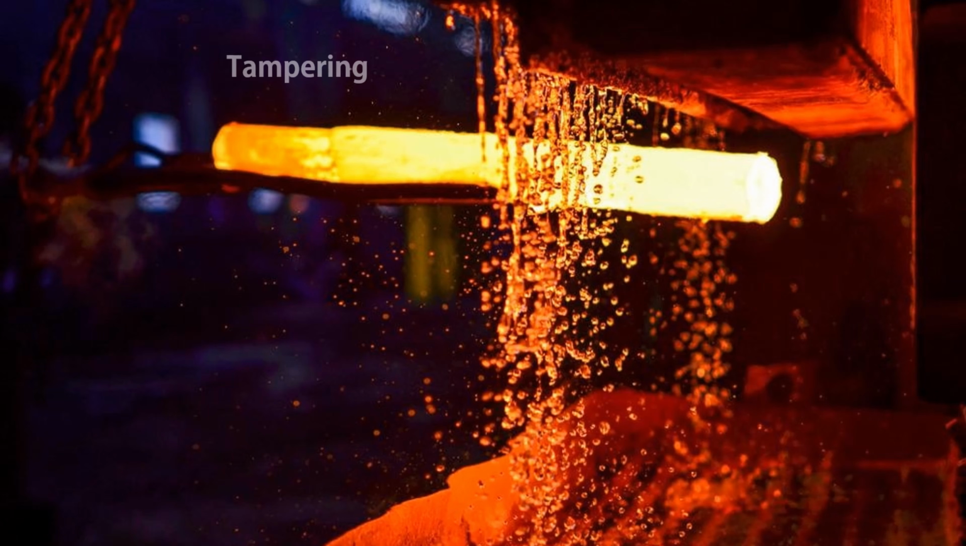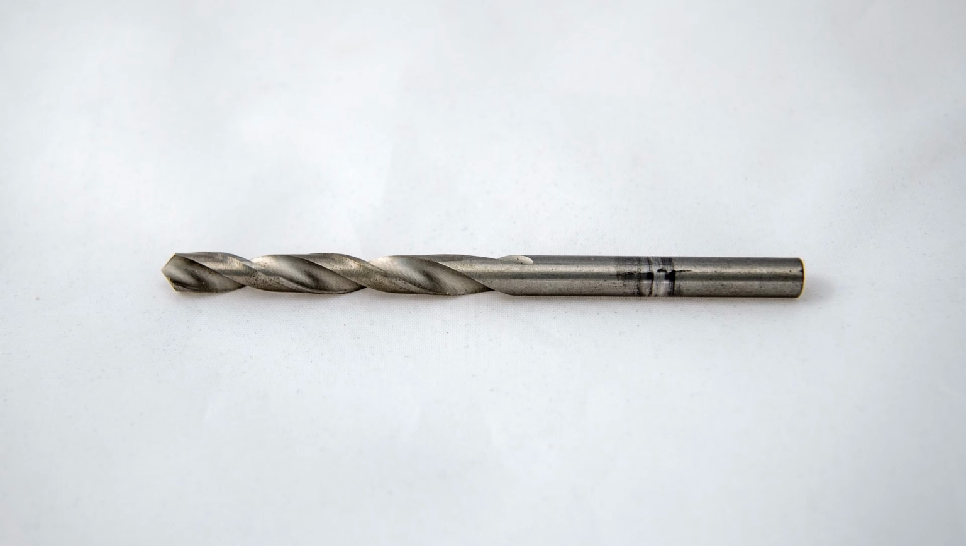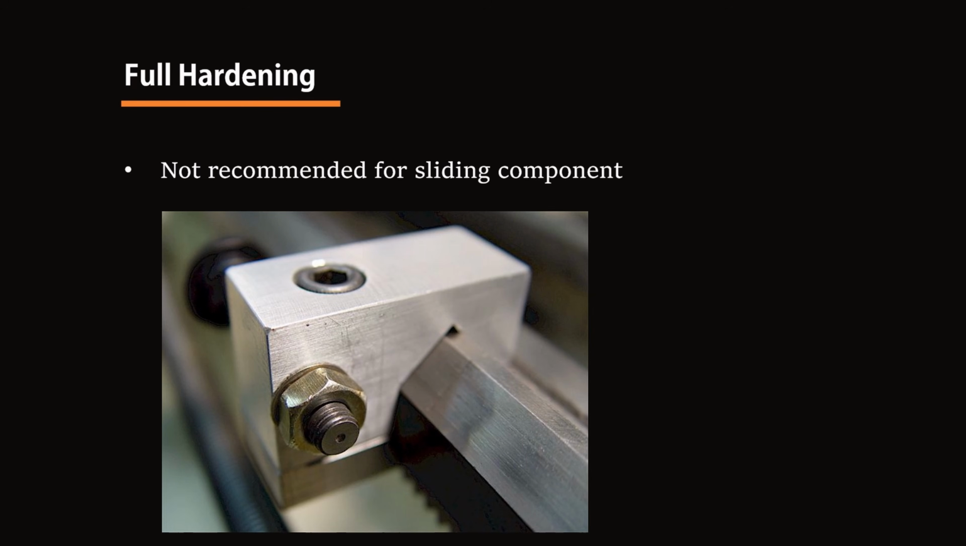And tempering is often included with this process to balance the brittleness of the component after the quenching. Practical examples of full hardening are drills and cutters. So even if some length of these tools wears out over time, they can be sharpened and reused because it is fully hardened. But full hardening is not typically useful for sliding and other components.